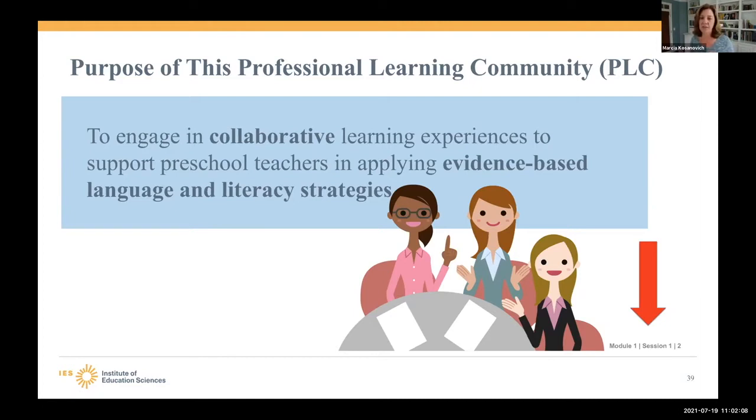Other slides for this Train the Trainer event include extra information for you as a facilitator. So those slides don't include that information under that red arrow. So the facilitator will say, the purpose of this PLC is to engage in collaborative learning experiences to support preschool teachers in applying evidence-based language and literacy strategies in their instruction. I look forward to learning together.